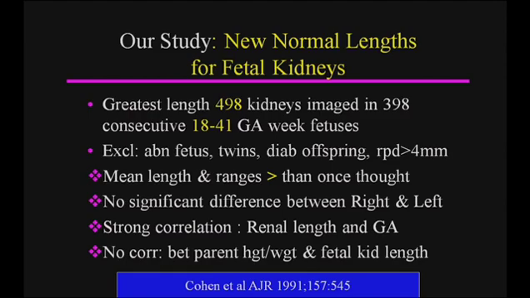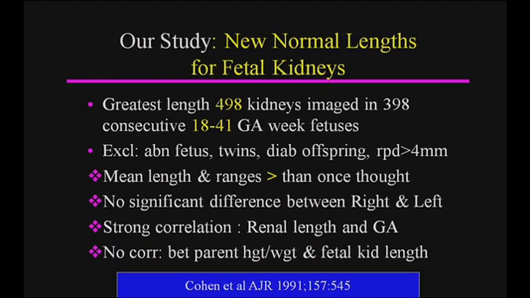It tried to evaluate the greatest length of 498 kidneys imaged in 398 consecutive 18 to 41 gestational age week fetuses. The reason why there are not that many cases in which we saw 2 kidneys in each patient was because we did not accept any kidney that was not seen readily in 3 planes. We excluded anyone who was an abnormal fetus.